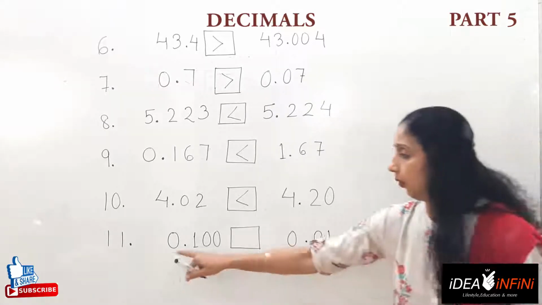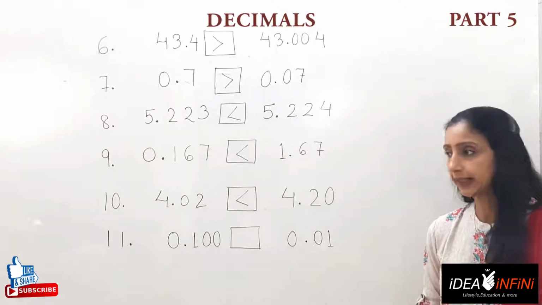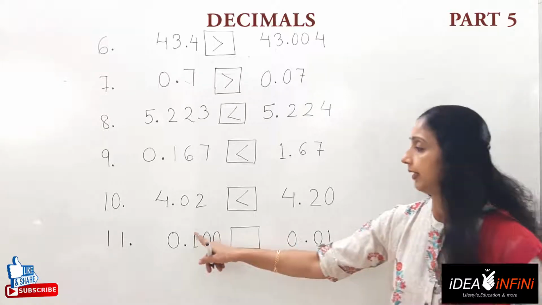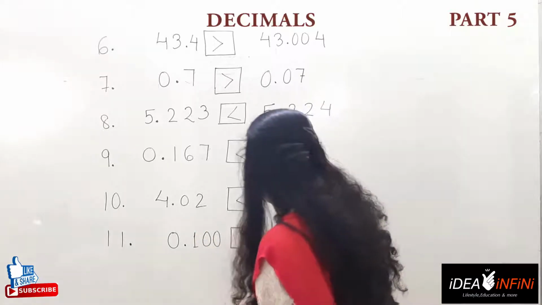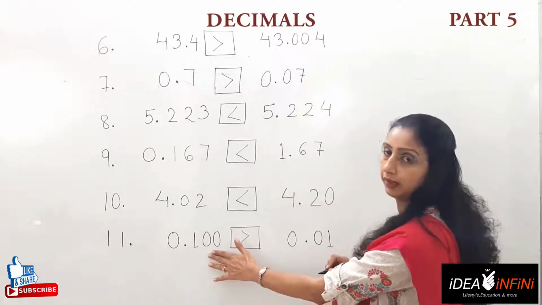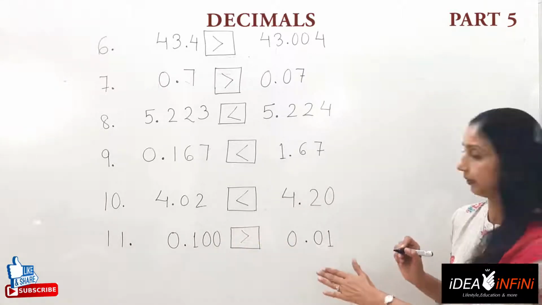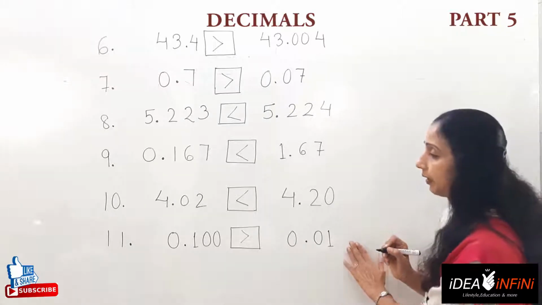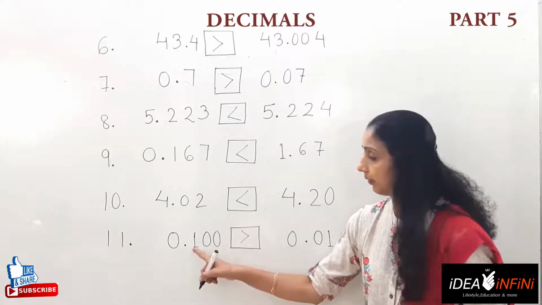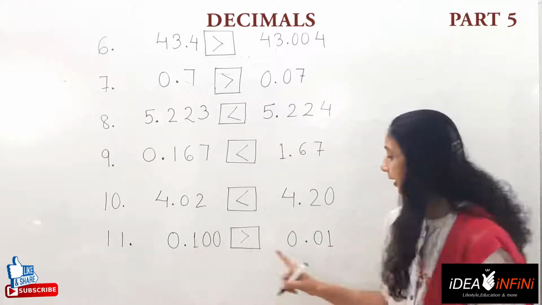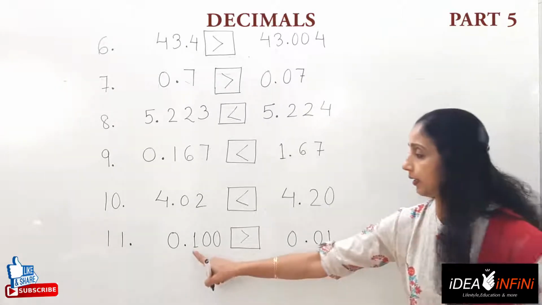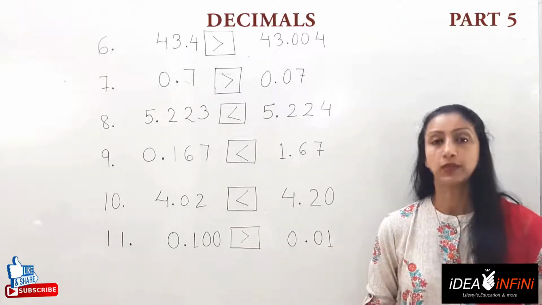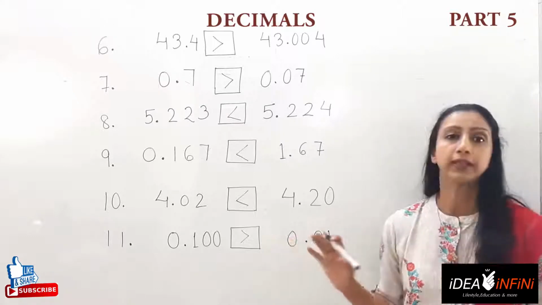0.100 and 0.01. Whole numbers are 0 in both the cases. The first digit is 1, the first digit is 0. So this number is greater. Even if I put 10 zeros here, it will not be accountable. If I put another 3 zeros here, it won't make the number greater than this number, because it depends on this digit. Here it is 1, here it is 0. So the very first digit which is unequal has to be taken into account.